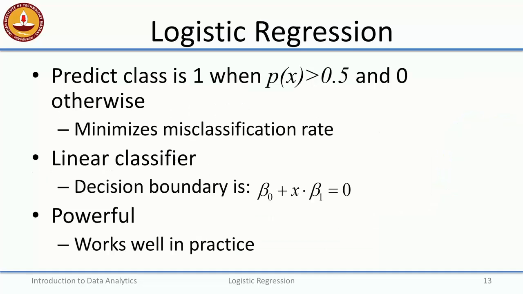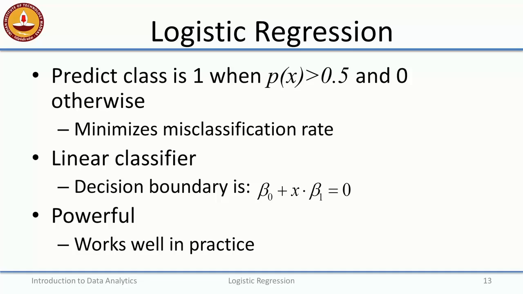Right. So, as we did with the linear regression case, we will predict the class is 1 if the probability of x is greater than 0.5 and 0 otherwise. And this essentially we can show minimizes the misclassification rate given the form of the predictor that we had on the previous slide.